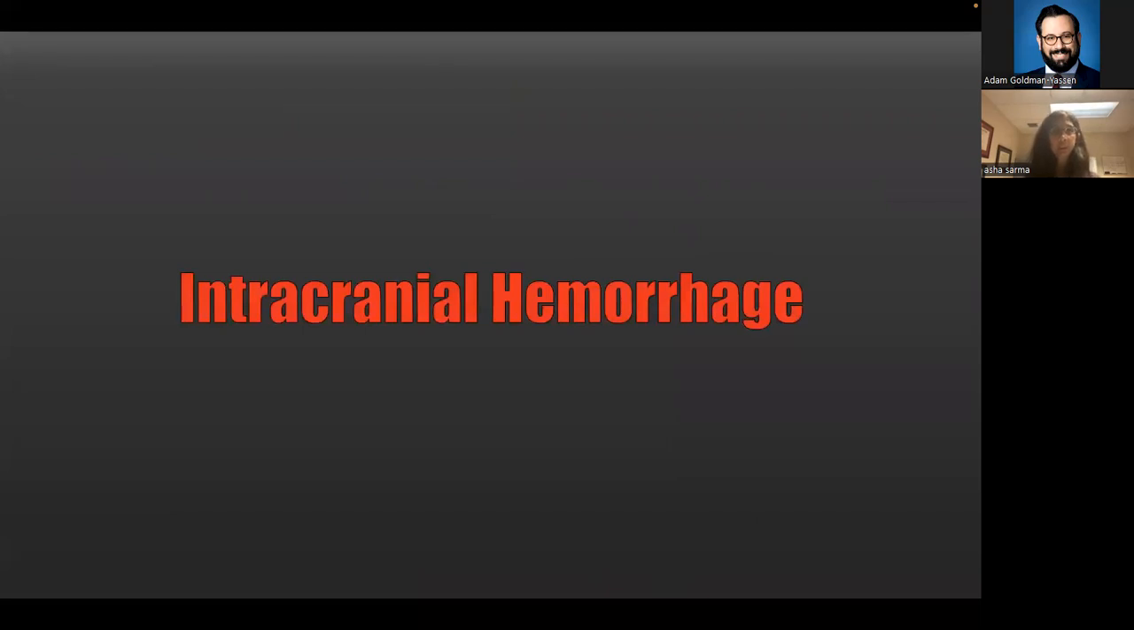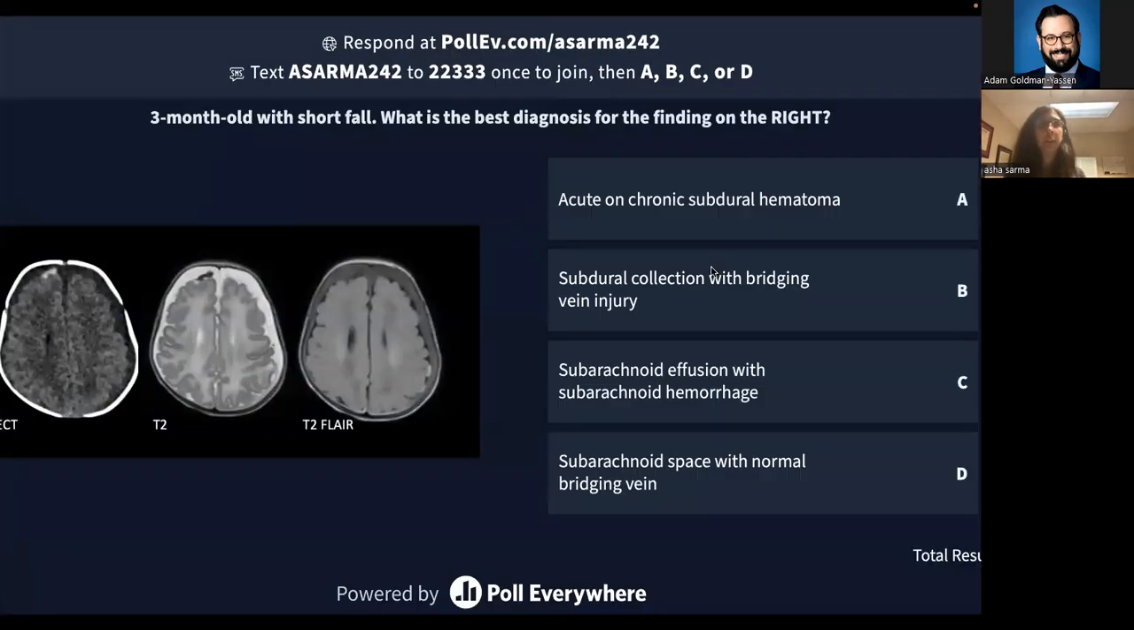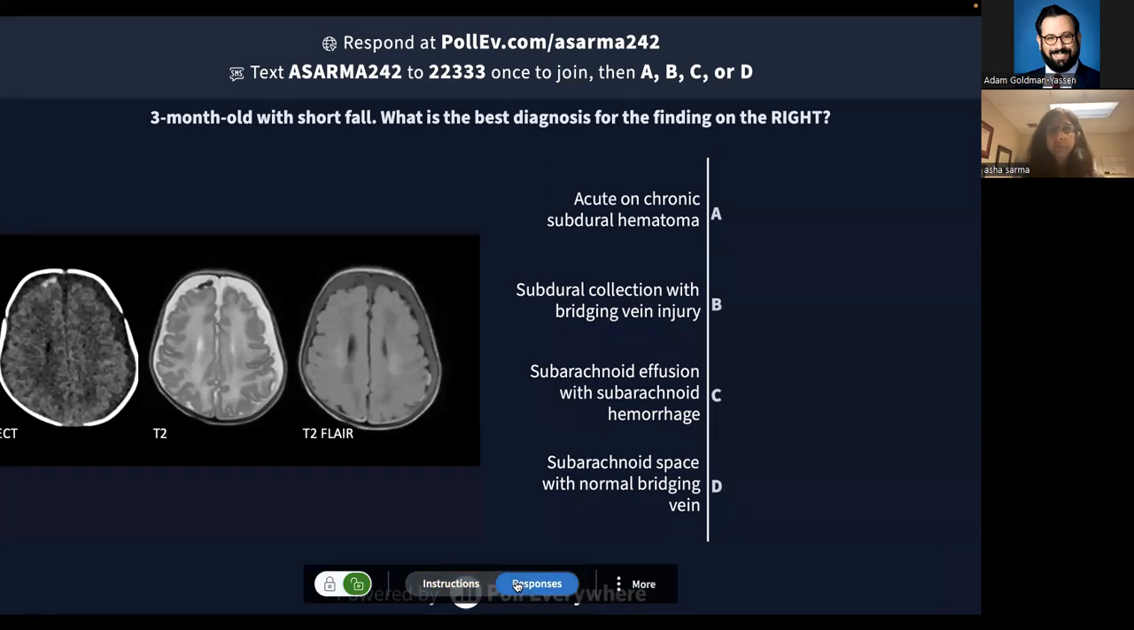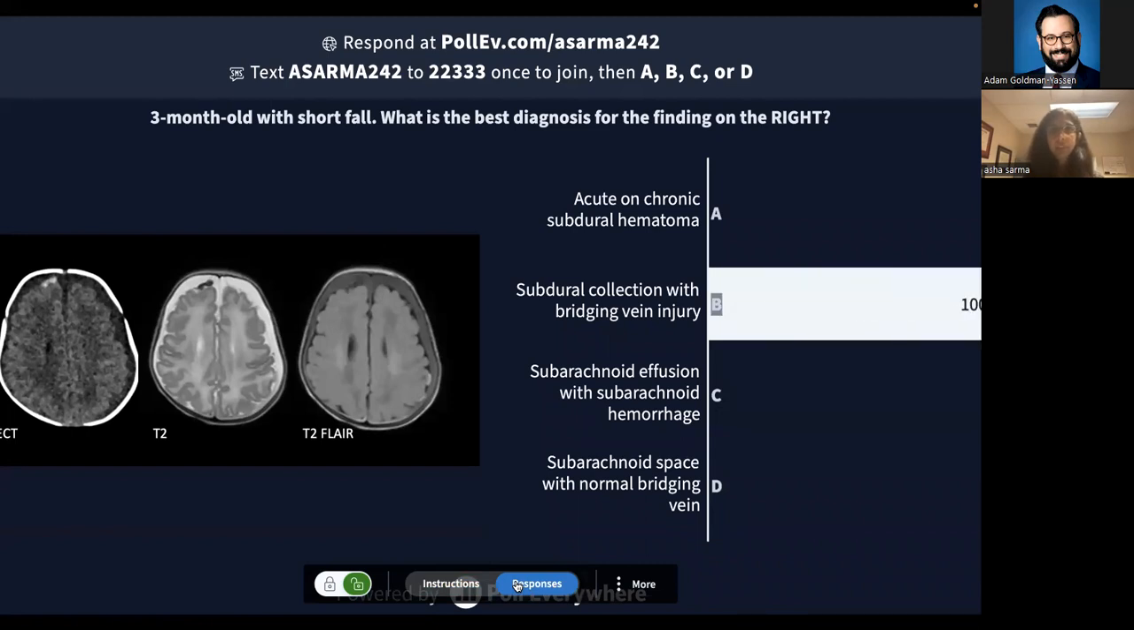So next we're moving to intracranial hemorrhage. We have another poll everywhere question. This was a 3-month-old patient with a short fall. We're looking at the right-sided findings in this patient. What is the best diagnosis for the finding on the right? Is it A, acute on chronic subdural hematoma, B, subdural collection with bridging vein injury, C, subarachnoid effusion with subarachnoid hemorrhage, or D, subarachnoid space with a normal bridging vein? So we've got subdural collection with bridging vein injury.